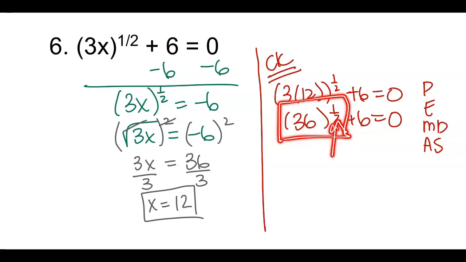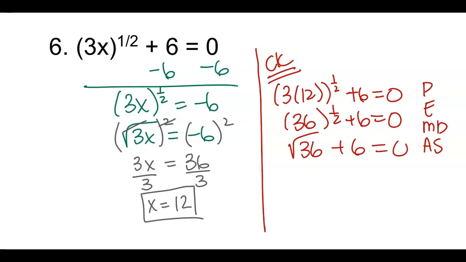You have to take whatever the exponent is, and you need to write it as a radical. So I'm going to rewrite this as a square root of 36 plus 6 equals 0. Brooks, what's the square root of 36? Just 6, positive 6. When you add both of those, Brooks, what do you get?